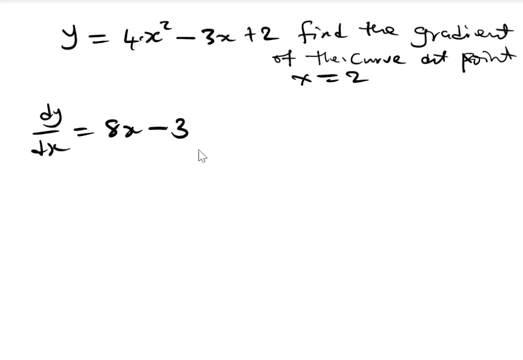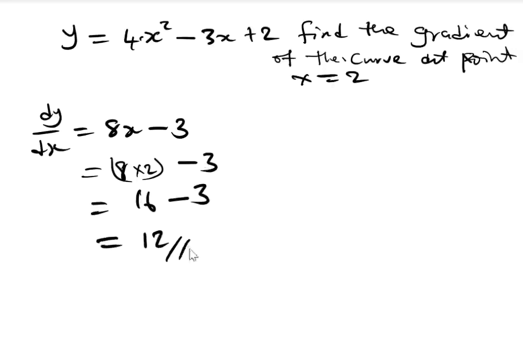But since we are asked to find the gradient at the point x equal to 2, we have to substitute 2 in this equation. This is equal to 8 multiplied by 2 minus 3. And 8 multiplied by 2 will be 16. 16 minus 3 will be equal to 13. This is the final answer.